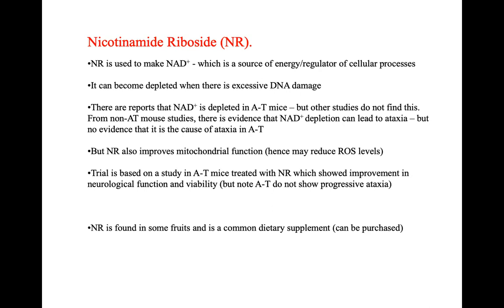So the trial that I'll tell you about in a moment, there was a trial based in AT mice where they were given NR, and they were reported to show improvements in neurological function and viability. But remember, AT mice don't show the progressive ataxia. So whatever was being monitored here wasn't necessarily the same as the progressive ataxia of patients. I think it's important to realize, though, that NR is found in some fruits. It's a common dietary supplement. It can actually be purchased. So it's not necessarily anything that's going to be harmful to individuals.